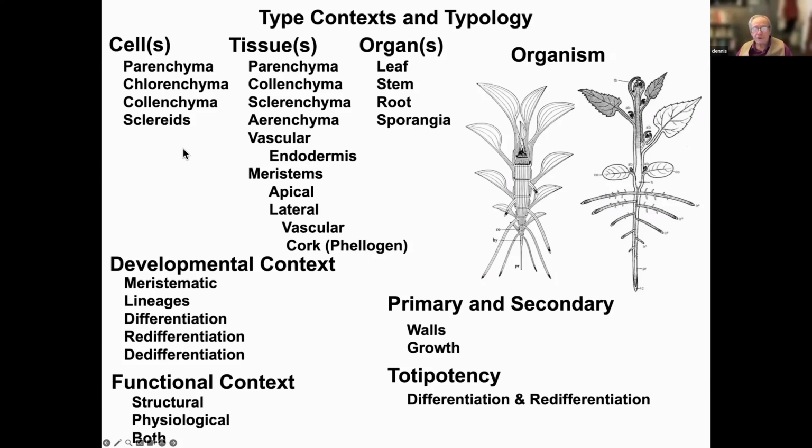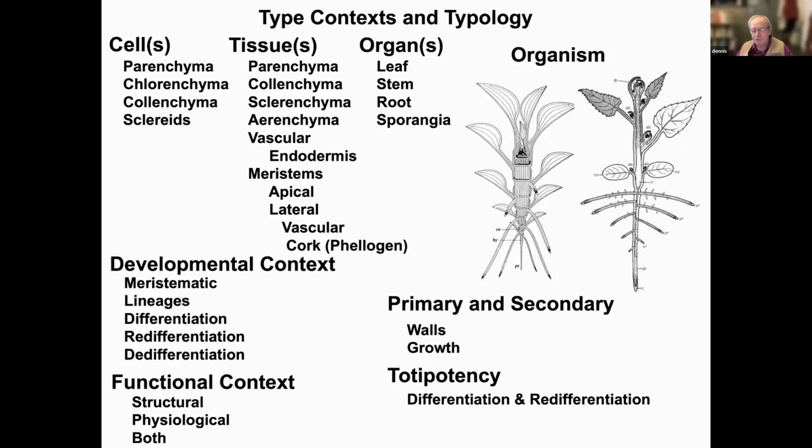Well, that's a type context, but there's also a developmental context, in my opinion, in plant anatomy. The one based around meristematic issues, cell lineages, differentiation, what we call redifferentiation, and dedifferentiation, which is a word I hate, but I put it in here, and I'll explain that in a moment. And then there's those of us who really are more concerned with the functional context, both the function in a structural sense and a physiological sense, and both together in terms of the organism. We have primary and secondary issues, that is what we call primary walls and secondary walls within cells, but we also have primary growth and secondary growth dealing with meristematic issues.